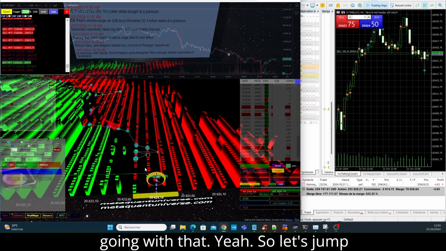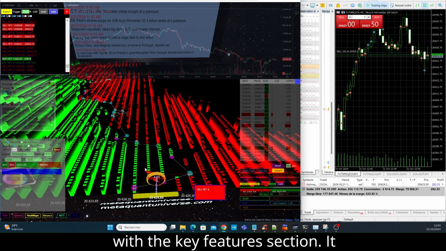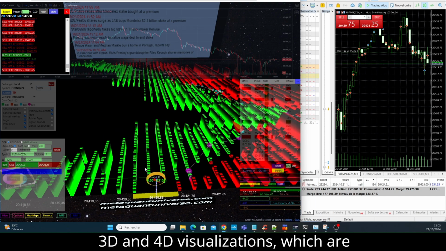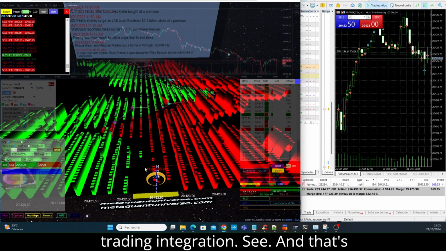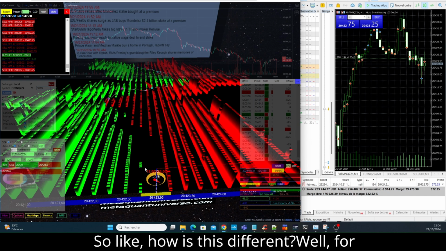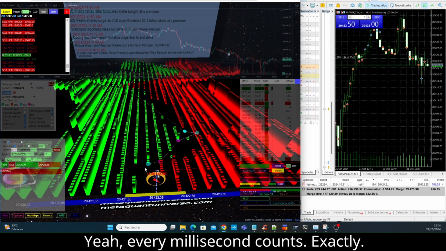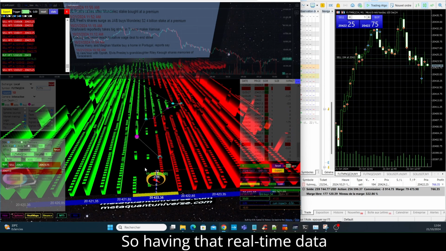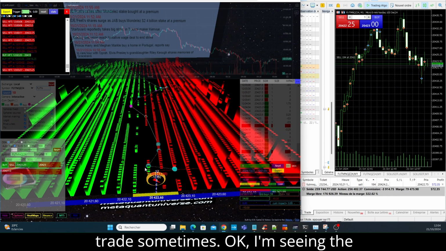So let's jump right into the guide then. Let's start with the key features section. It highlights real-time data analysis, 3D and 4D visualizations, which are awesome, by the way, and even algorithmic trading integration. And that's where things get really interesting. So how is this different? Well, for scalpers, it's all about speed. Every millisecond counts. Exactly. So having that real-time data feed, that's everything. It's the difference between a winning and a losing trade sometimes.